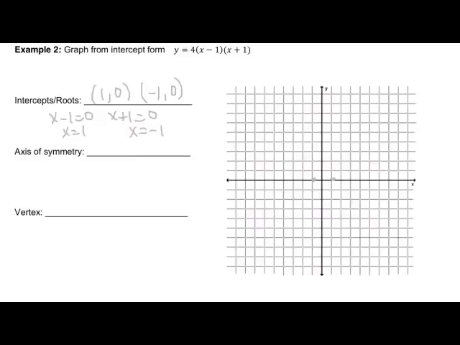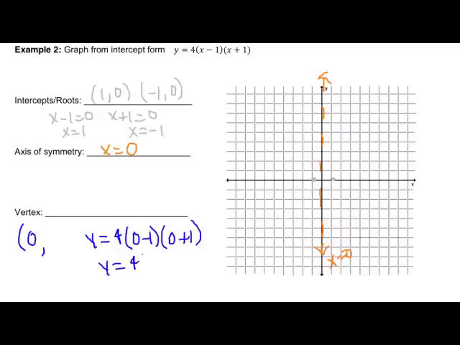So at negative 1 and 1. And then we're going to find the axis of symmetry. Again, it's halfway between these 2 points. So it's actually going to be on the y-axis this time. So x equals 0. From there, we need to find our vertex. So again, we're going to plug in that x value to get our y. So y equals 4 times 0 minus 1 times 0 plus 1. So y equals 4 times negative 1 times positive 1. So y is negative 4. So our vertex is (0, negative 4).